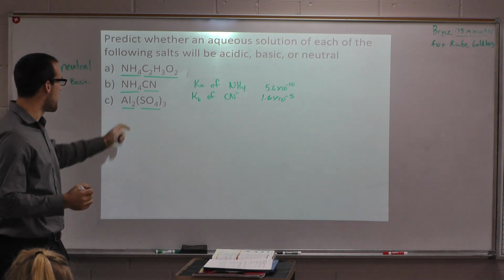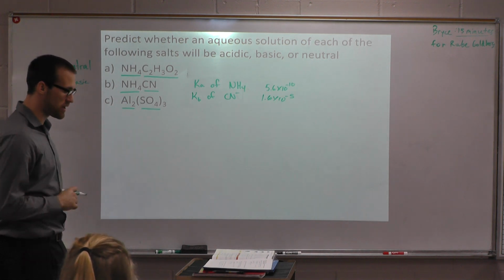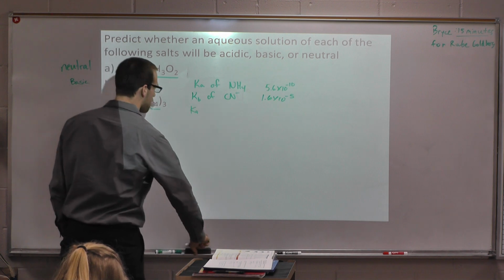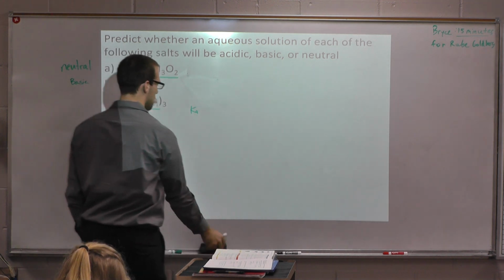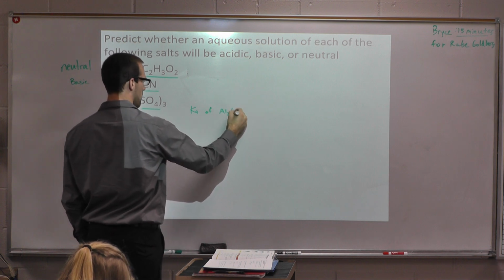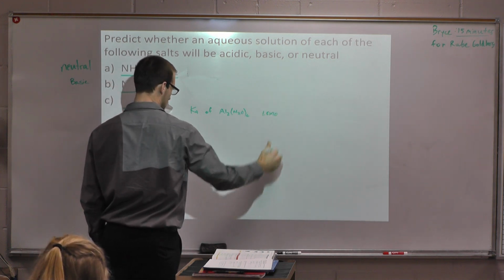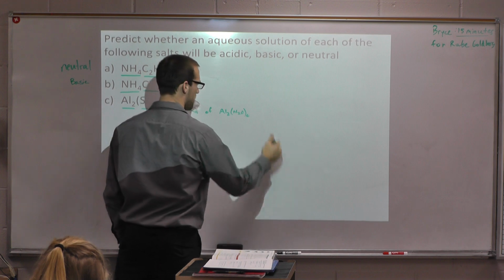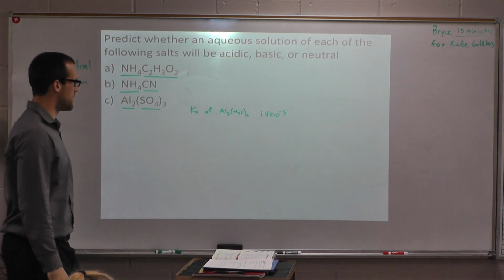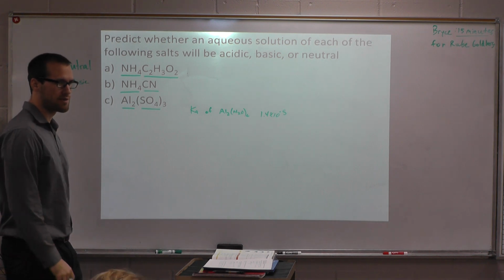Okay, just in the previous problem, I gave you one with a heavy metal, aluminum, in there. What was the Ka of that? 4 times 10 to the what? Okay, that's a relatively strong acid. If it were my guess, I would say this is acidic, but it's always safe to check.